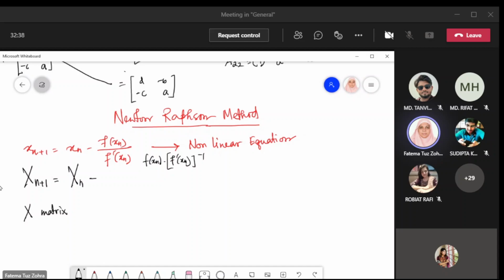We can write it, as it is in the denominator, I can write it as the inverse. So this one should be replaced with the Jacobian matrix. So J xn, that is the Jacobian matrix, and the inverse of the Jacobian matrix and f of xn. So that is the formula. That is the new formula.